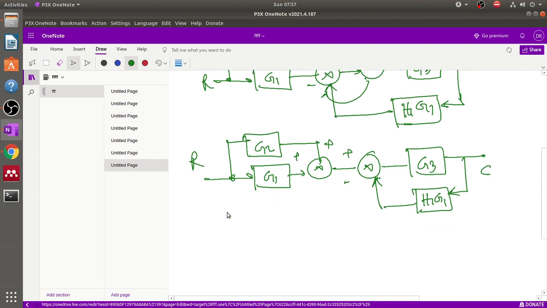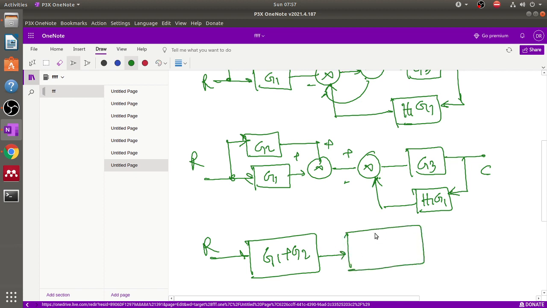Now what is the equivalent of this block? Right, this is basically the parallel rule. So now what is the block? G3 divided by 1 plus G3 into H1 into G1. Very good. So this is the output C, because here we apply the unity feedback concept for this block, and this is the negative feedback.